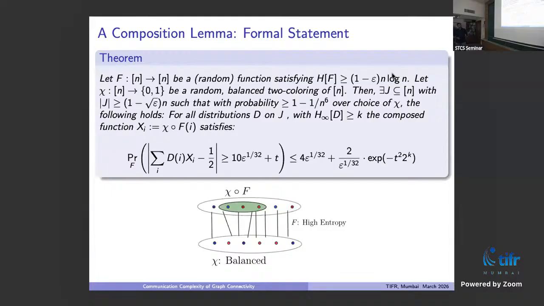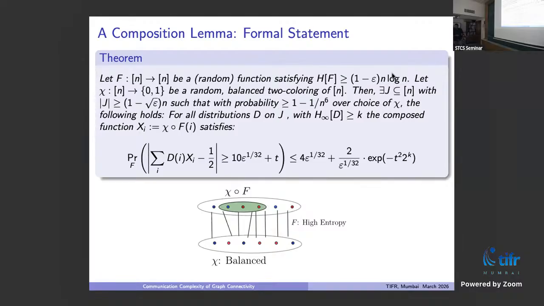I think it's useful to just look at it once, what the formal statement says. It says that if F is a... this is just a statement that's independent of everything that has happened before. The statement is about composition of random colorings with a high entropy function. What this says is that if F is a high entropy function here, chi is a balanced coloring over here, a balanced 2-coloring, I should say.